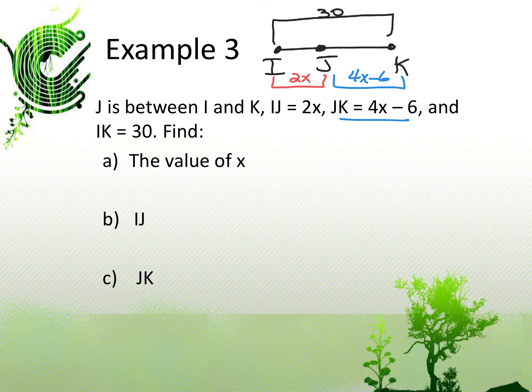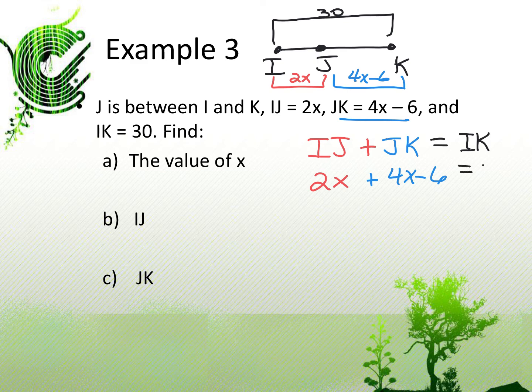So in this example, I am going to be using my Algebra 1 skills and the segment addition postulate. Now, when I did this before on the other slide, they just had numbers, not expressions. So it was super easy. So here's how we're going to do it. We're going to show our segment addition. We're going to show that IJ plus JK is going to equal IK. And I'm going to replace. IJ is 2x. JK is 4x minus 6. And then IK is 30.